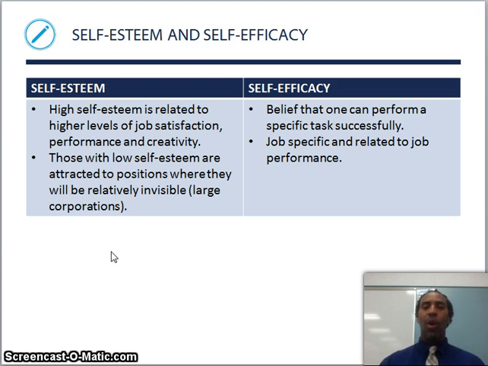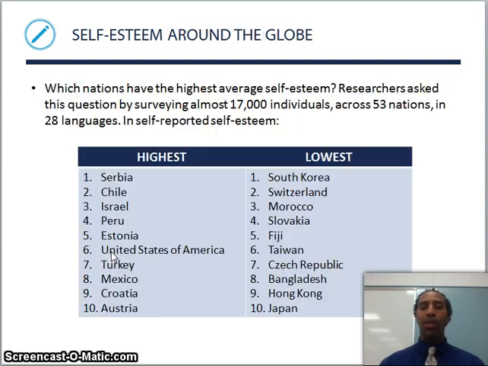Self-efficacy, a belief that one can perform a specific task successfully. So, do you believe that you have the skills to complete this task successfully? Job specific and related to job performance.